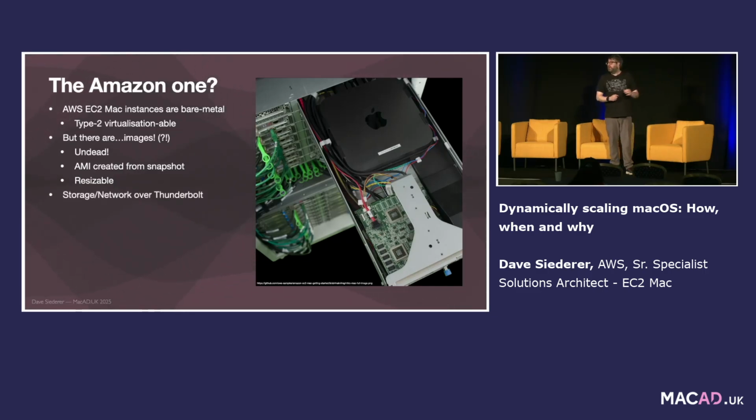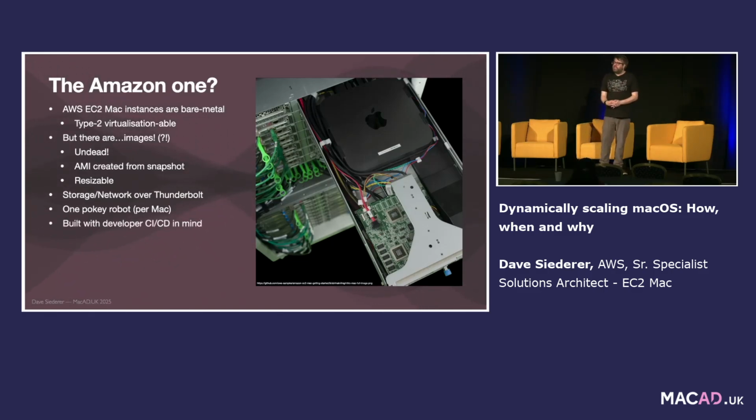So yeah, storage and networking over Thunderbolt. And possibly my favorite part, there is a pokey robot. That black box around the corner is housing a robot finger that actually is booting, rebooting, doing the things that it needs to do for firmware updates on the Mac itself. Our engineers actually found this to be the most dependable way to go about it. So this was really built with a lot of developer workflows in mind, specifically CI/CD.